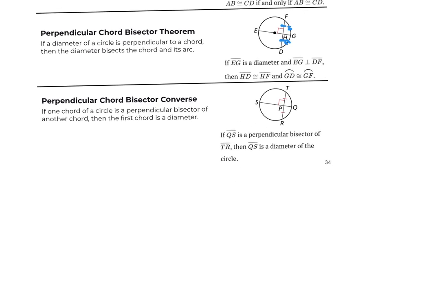Okay, and then I can do the converse of that. If I tell you that these two pieces here are congruent, then that tells me that SQ is the diameter.